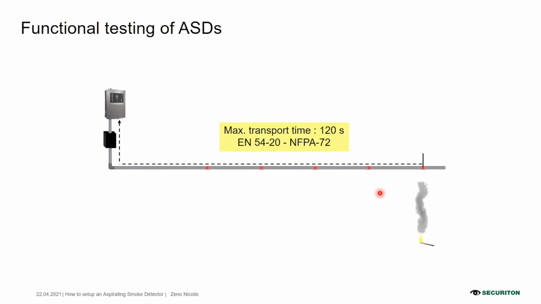And then we stand at the farthest hole of each branch, and we verify that the detectors go into alarm in the specified time, so in the transport time. So we need to verify the transport time and then the alarm. I told you again, the maximum transport time, for both EN54 and NFPA72, is 120 seconds. But then you need to check your design. If in your design you specify 48 seconds, we are supposed to have an alarm in more or less 48 seconds or 50 seconds.